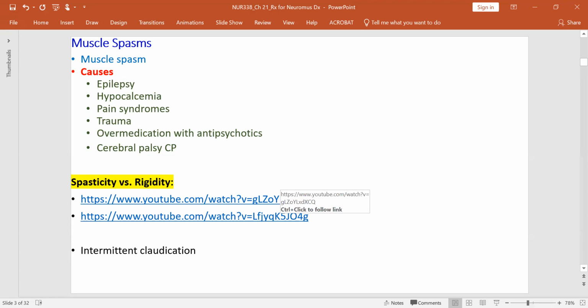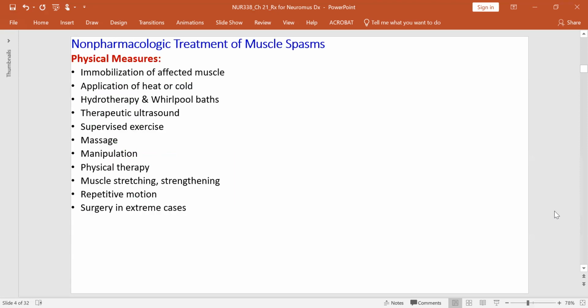Now, these are the spasticity versus rigidity. These are the two videos that will explain the difference between these two terms, when the muscle is spastic versus when the muscle is rigid.